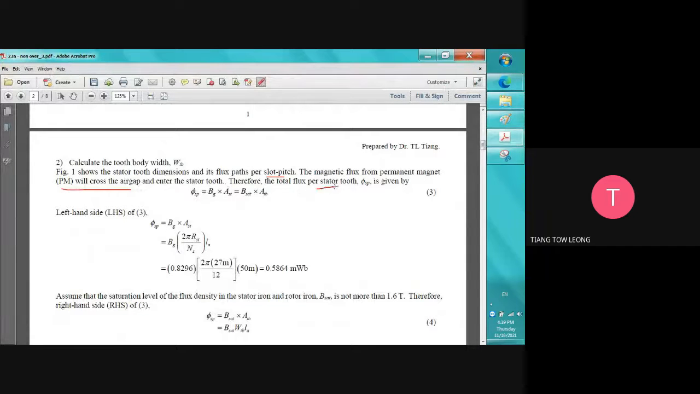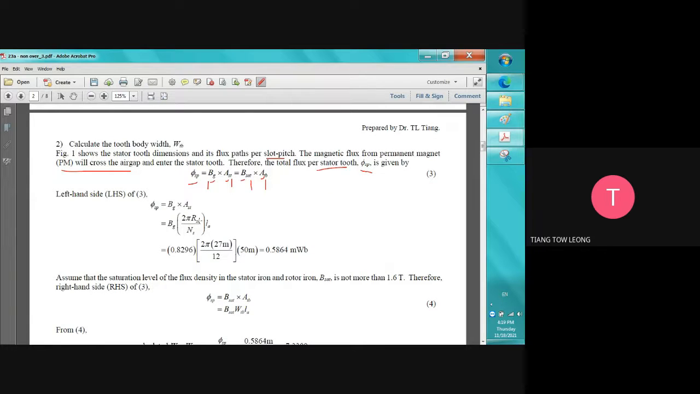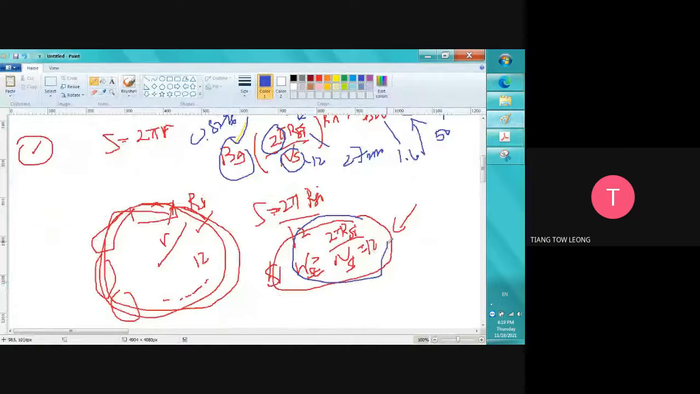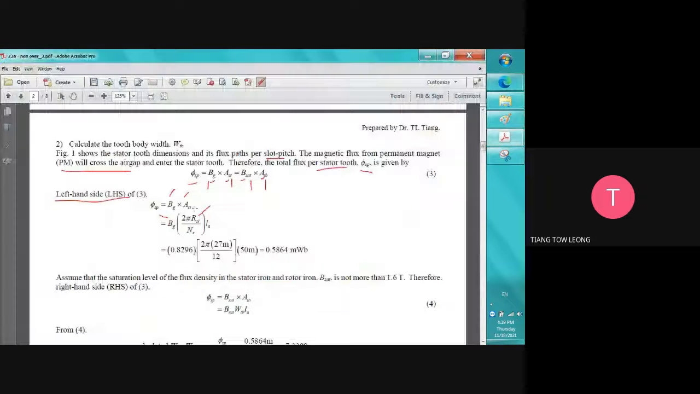Therefore the total flux per stator tooth is given by here, which is BG and then B set times the tooth body. After that we use the left hand side first. So the left hand side is BG times AST, BG times 2 pi RSI over NS, which is 2 pi RSI divided by the number of slots. After that, then LA. So we calculated this value.